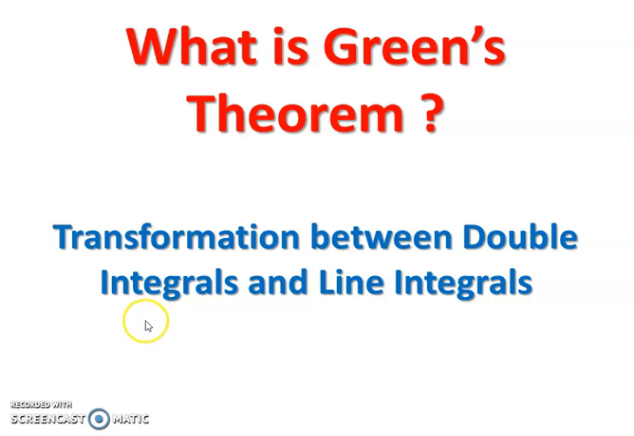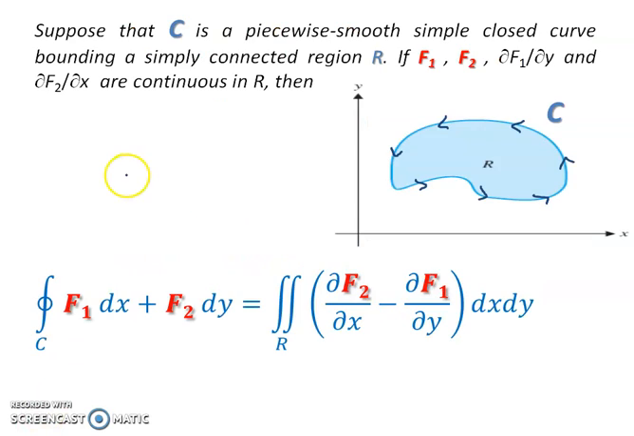What is Green's theorem? It is a transformation between double integrals and line integrals. In the previous videos, we already discussed line integrals and double integrals. This theorem will give us a transformation from double to line or from line to double integrals. So what is Green's theorem?